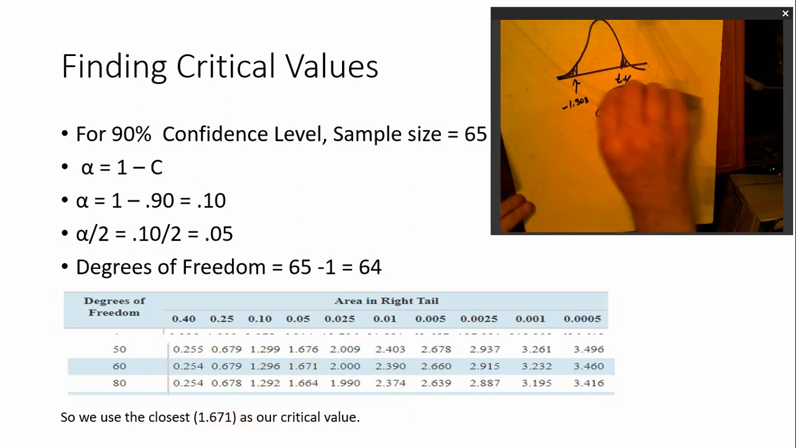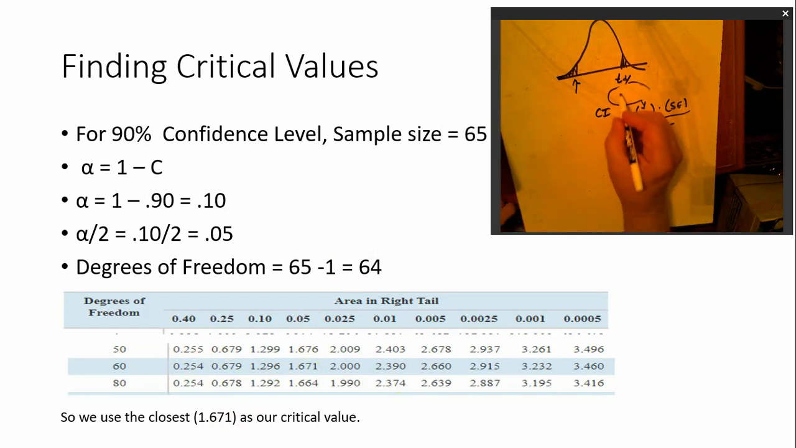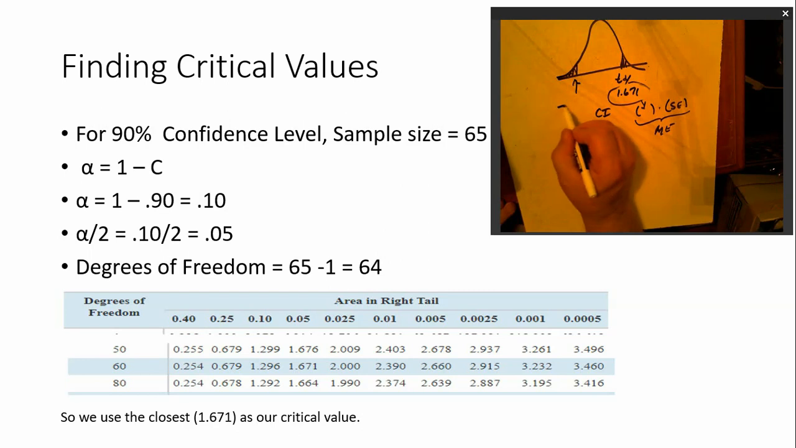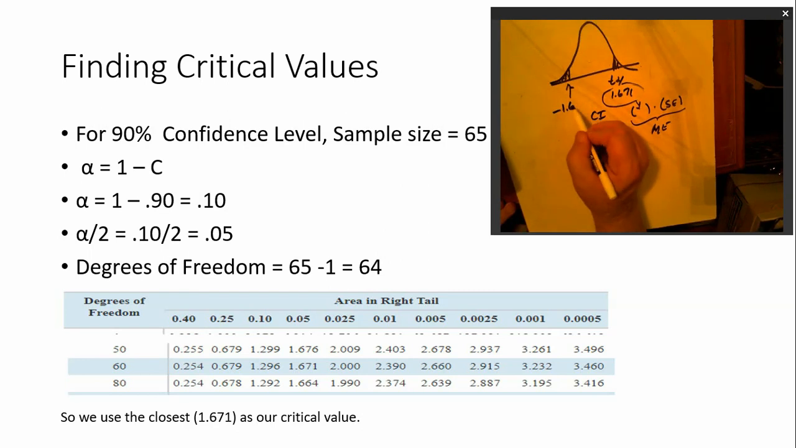And again, in this case, that gives me two values just so that I can mark it to keep up with it. 1.671, that's the value that I'm going to use in the formula. And this position right here is the negative 1.671, just like that.